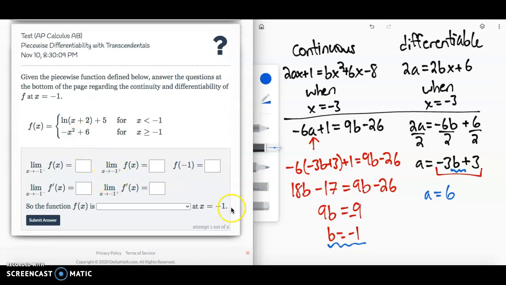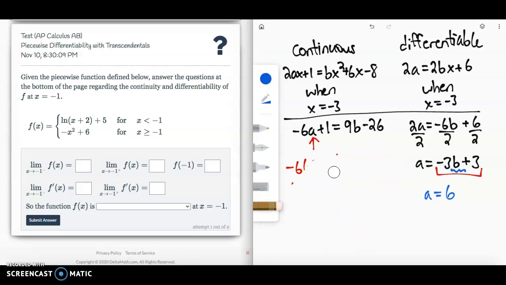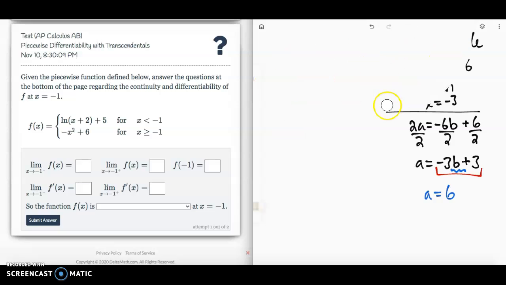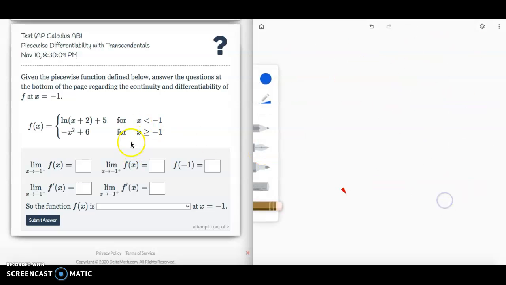Okay, so this one, it basically is having you answer questions about the limits of your original function and your derivative functions as you approach negative 1. So for example, we'll do all the original function pieces first. So f of negative 1, if I actually plugged negative 1 into my equation, I would get negative 1 squared is 1, negative 1 plus 6 would give me 5. That's also my right-hand limit.